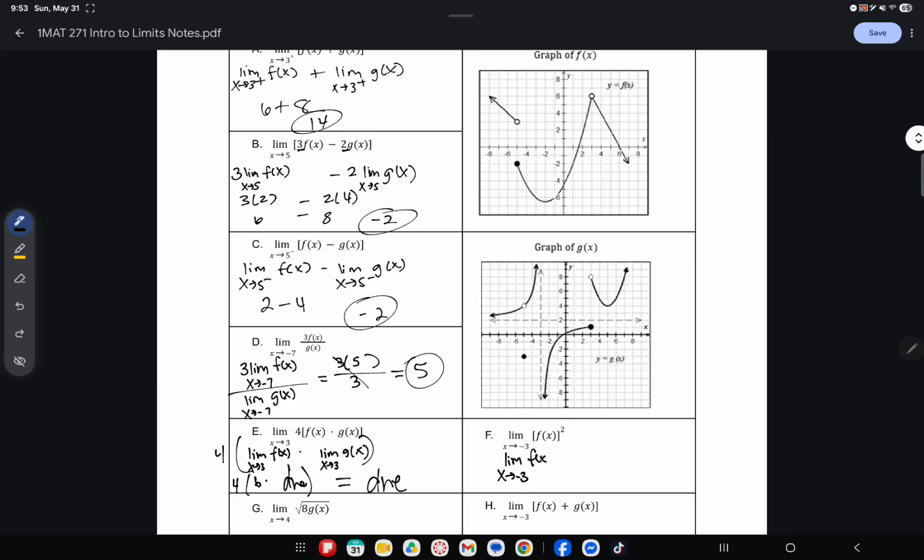All right, this squaring, I can do the limit and square the limit. So -3 for f of x, and then square that. So -3 comes down here. Left and right is -6. So -6 squared is 36.